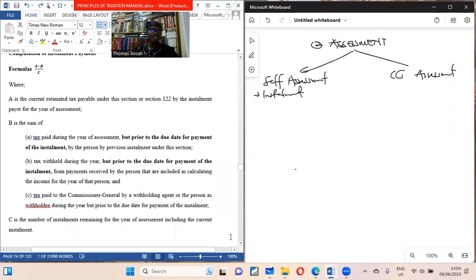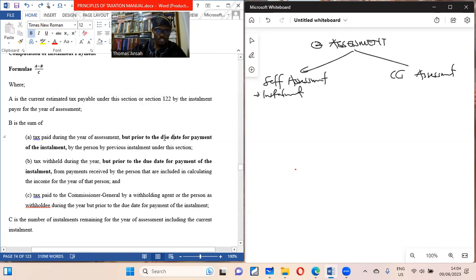Now, what then is A? What then is B? What then is C? A is the current estimated tax payable under the law, that you are going to be paying by the installments, the current one. B, that you are lessened, is the tax paid during the year of assessment, but prior to the due date.